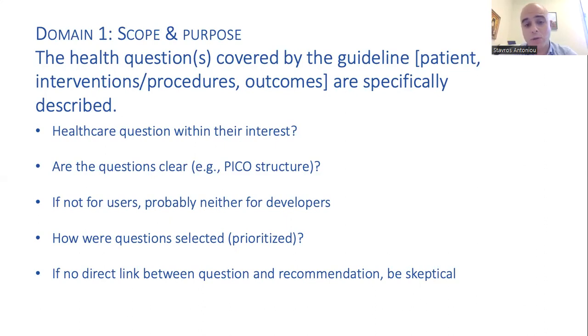How were the questions selected? How were they prioritized? Was a survey performed, or after discussion among the guideline panel? And if there's no direct link between the question and the recommendation, one needs to be skeptical. So you also need to check whether there's an alignment between the question and the recommendation, whether the recommendation directly addresses the question.